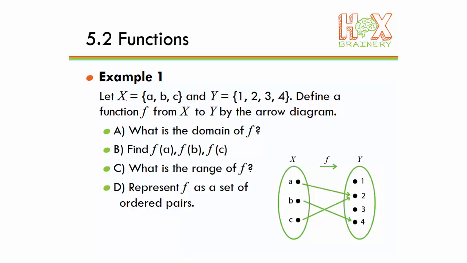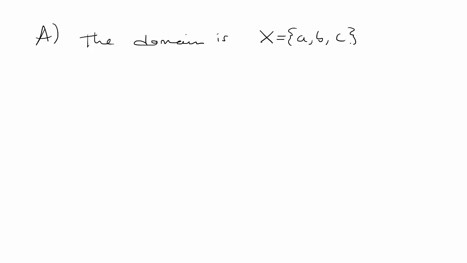So example 1, we're going to let X be the set of elements a, b, and c, and Y is a set of elements 1, 2, 3, and 4. We're going to define a function from X to Y by this arrow diagram here. So this arrow diagram represents a function. What is the domain of f? It's going to be all of set X. So I'm going to just write that on the next slide. The domain is X, which is the set containing the elements a, b, and c.